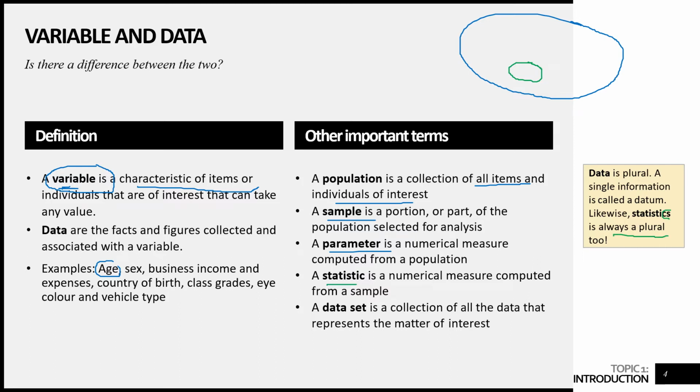What it means is we are dealing with a lot of numbers, facts and figures, because what is the use of only one number in decision making? Whereas here, a data set is a collection of all of the data that represents the matter of interest. Now you may have noticed whenever we say the word data, data is always plural, guys. The singular form is called a datum. So whenever we talk about variables and data, we're always looking at the plural side of things.